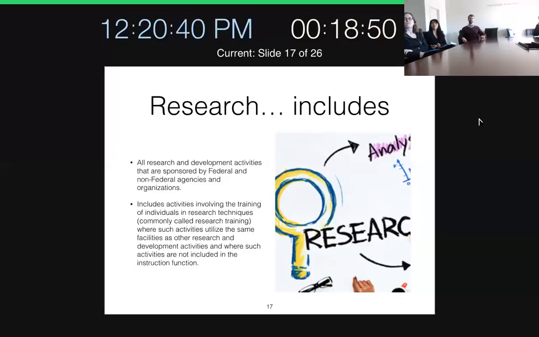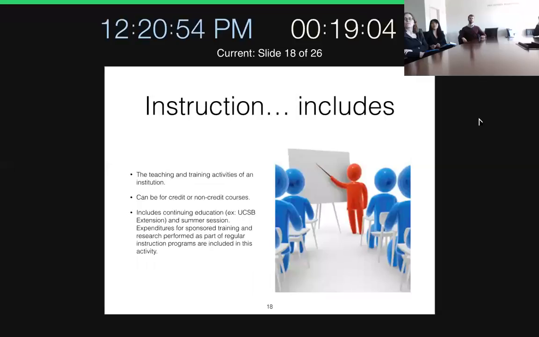It's kind of our default. To get a project into another category, there really has to be an extenuating circumstance. And by far, I would say the vast majority of our projects are going to be research. The other one worth mentioning is just instruction. These we don't see as often. I think I've only seen them a handful of times.